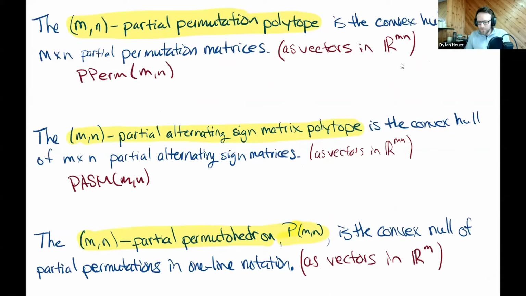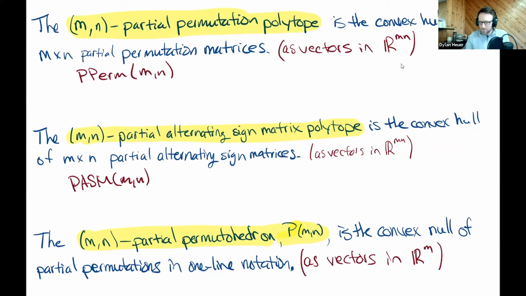So these are basically the exact same definitions as the regular case, except now we're allowing the rectangular and partial sum rows instead. So the partial permutation polytope is just the convex hull of those partial permutation matrices. And similarly with the partial alternating sign matrices, if you take the convex hull of those, you get a polytope. But we'll just call it the partial alternating sign matrix polytope.